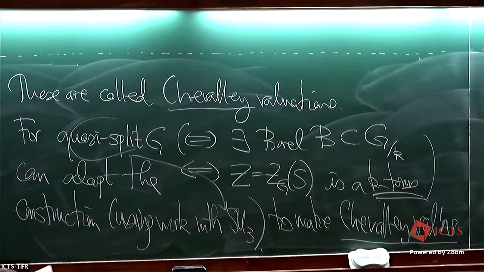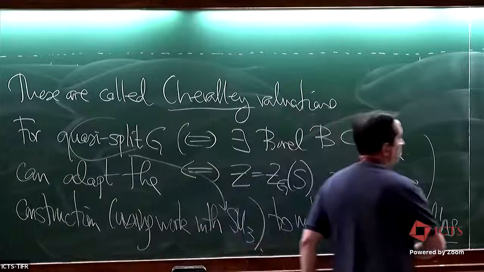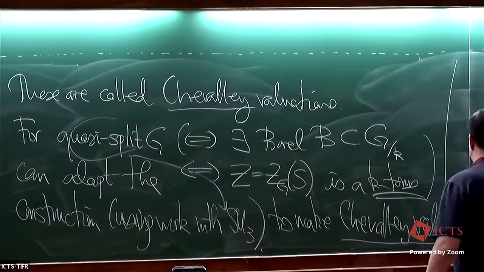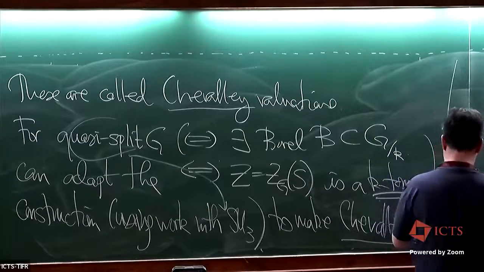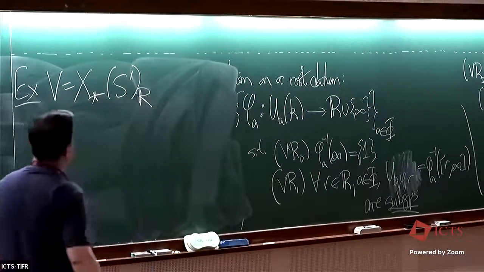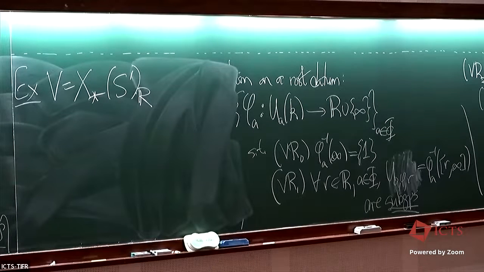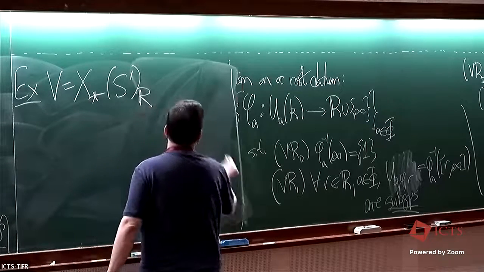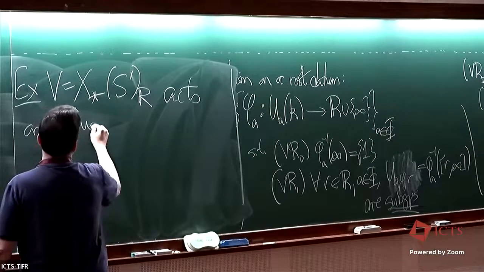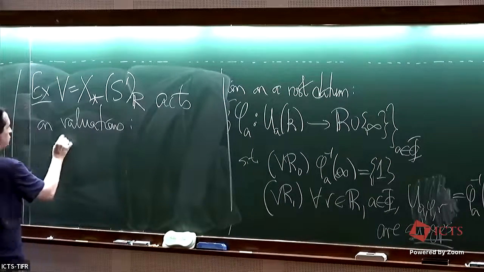Okay, fantastic. So now let me show you something interesting that can be done with the valuations. Let me leave these axioms up here on the board. So here's something kind of interesting. Let's consider this real vector space associated to S', the cocharacters of S'. I claim that this acts on valuations. So here's the rule.